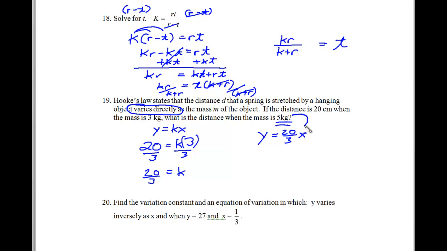Now I'm going to plug that 5 in for my x right there. So y is equal to 20 thirds times 5. Multiplying fractions is not a problem: top times top, bottom times bottom. So y is equal to 100 thirds, or roughly 33.3 centimeters in distance. All right, and that's how you do number 19.